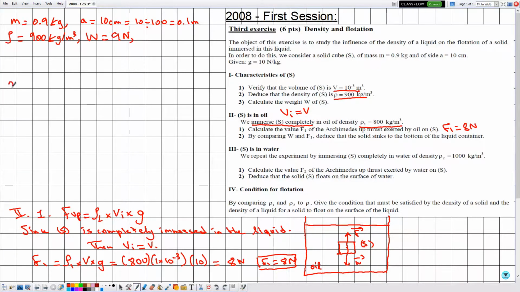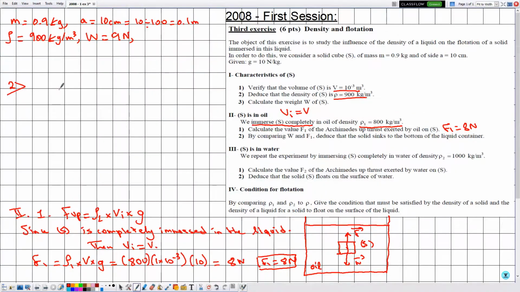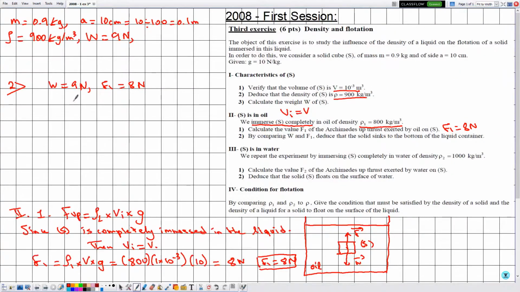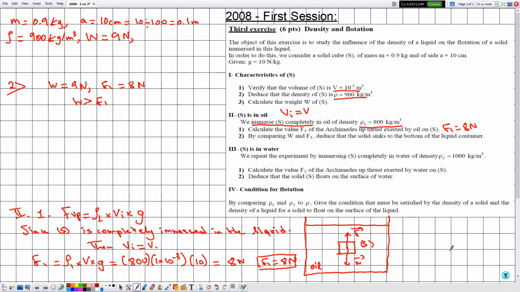Now we are in number 2. By comparing W and F1, let's do the comparison between the magnitudes of W and F1. W is equal to 90 newtons and the value of F1 is equal to 80 newtons. By compare, it means we need to say whether W is greater, equal, or less than F1. And in this case, it's obvious that W is greater than F1. Deduce that the solid S sinks to the bottom of the liquid container, and by deduce it means we need to use the comparison just made before.